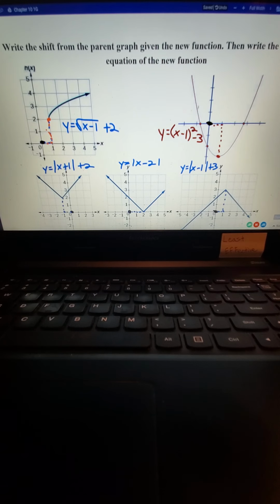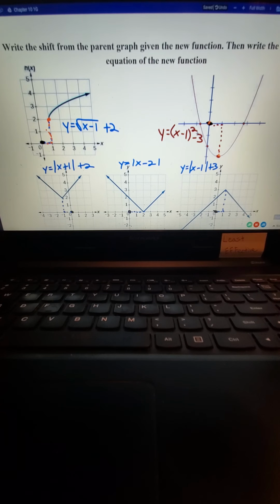Right, now, let's look at our second one. It's a parabola, the U. Our vertex was at 0, 0. Our new vertex is at right 1, down 3. So once again, the right 1 means we're going -1 inside. We're squared because we're the U, and then down 3.